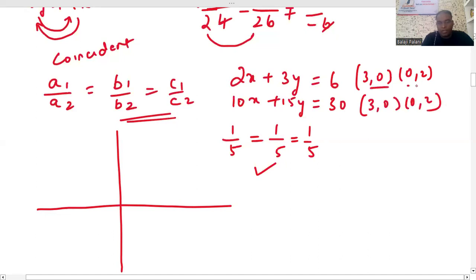See, it's the same thing. So what will we get when we plot? 3, 0 and 0, 2 is the first line, and obviously 3, 0 and 0, 2 are the points for the second line as well. Therefore, one over the other: coincident lines, infinitely many solutions. In the sense, whatever x and y you take for the first line, if you substitute it here you will get 30. So whatever solution is there for the first equation will satisfy the second equation as well.